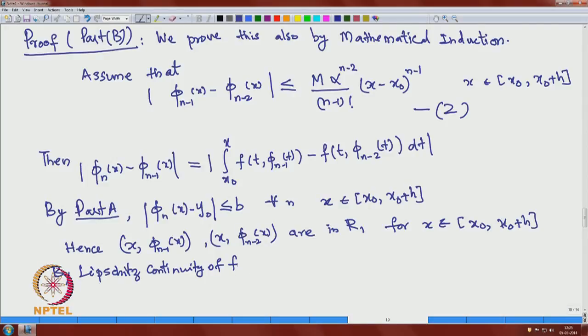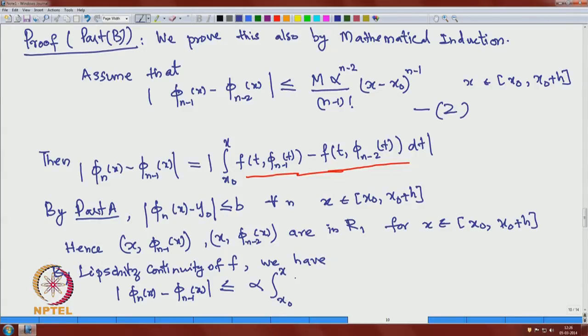So, if we apply the Lipschitz continuity of f on this difference, we have the absolute value of phi n x minus phi n minus 1 x is less than or equal to alpha times, where alpha is the Lipschitz constant, the integral from x 0 to x of phi n minus 1 t minus phi n minus 2 t dt.